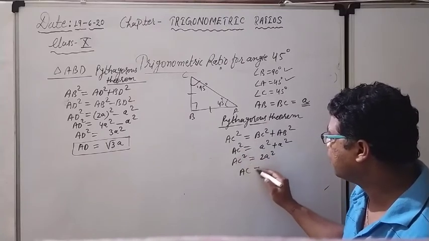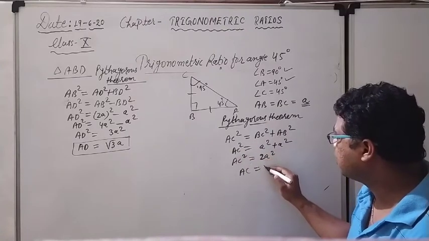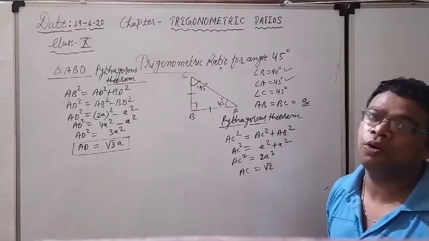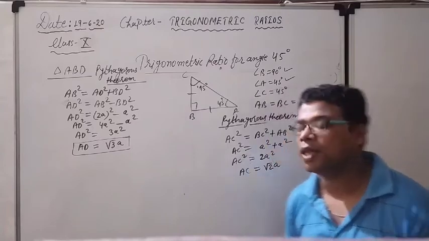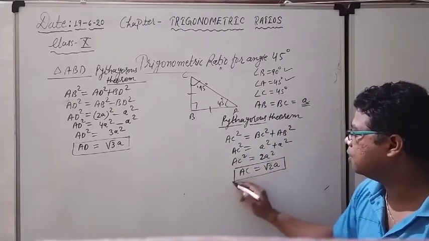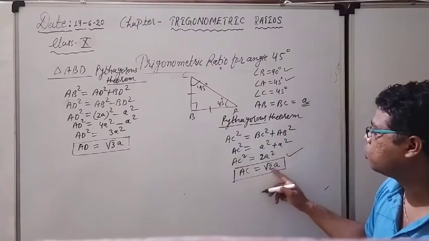So what is the value of AC? That 2 is a single term, so it comes under the square root, and A square comes out of the square root as A. So this is the hypotenuse, and its value is root 2 A.